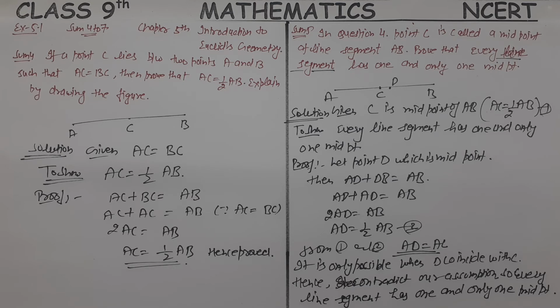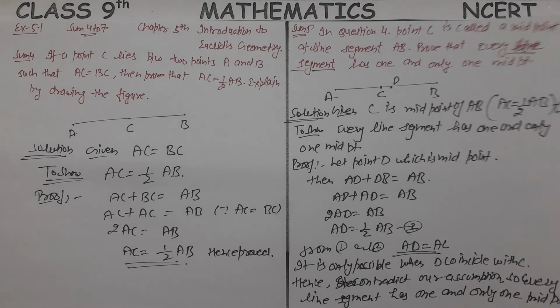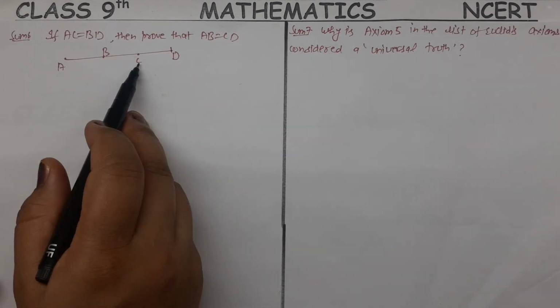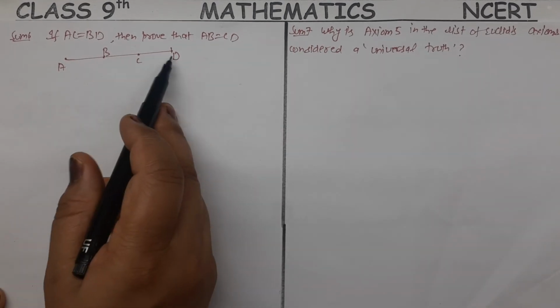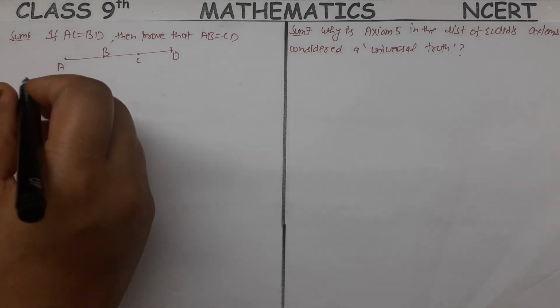Now the next is question number 6, which is on your screen. If AC equals BD, then we need to prove AB equals CD.